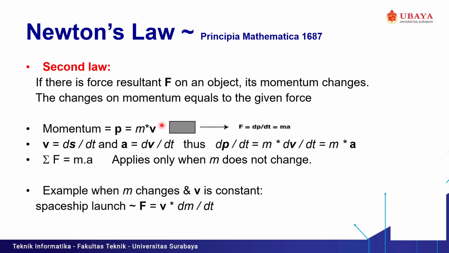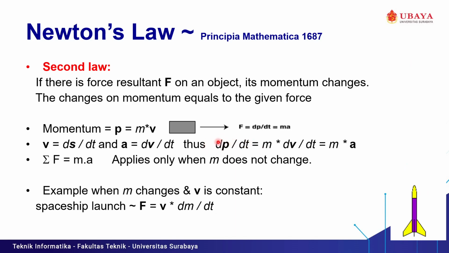As we know from our kinematics, velocity is the change in displacement over time, thus v equals ds/dt. Then acceleration is the change in velocity over time, thus a equals dv/dt. Then we can imply that any change in momentum equals the given force. So F equals dp/dt.